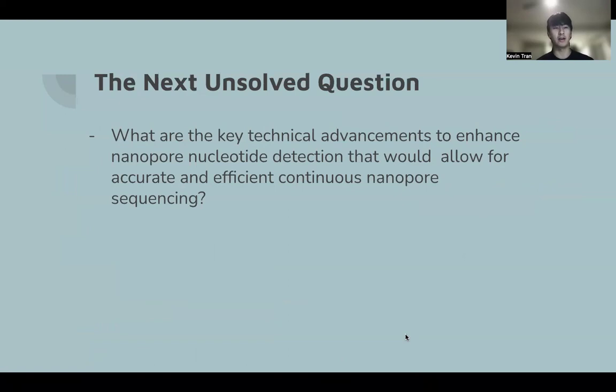And we feel like the next steps would be to figure out a way to continuously sequence a long polymer or protein chain without the need of an exonuclease to individually liberate each nucleotide. Yeah, that wraps up our presentation.